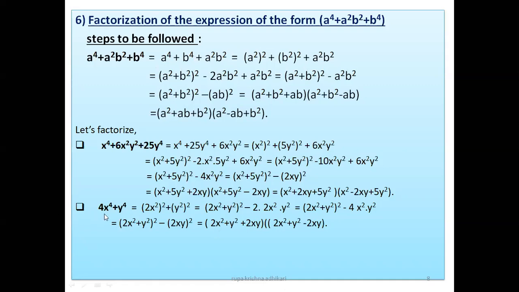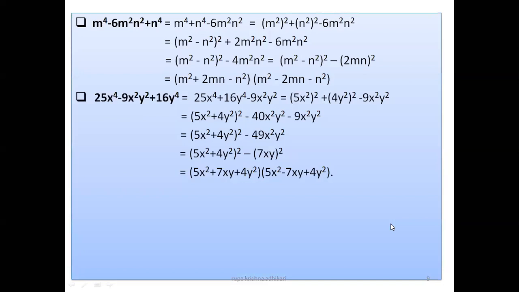Now, second expression, 4x to the power 4 plus y to the power 4. Here only two terms. You can write these two terms in the form of squares and apply the formula (a plus b) whole square minus 2ab. Hence, a square minus b square form, therefore the answer. Third expression, m to the power 4 minus 6m square n square plus n to the power 4. Arranging first and second together, square form.